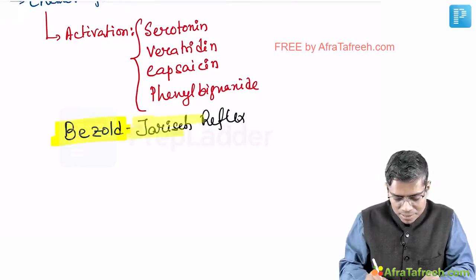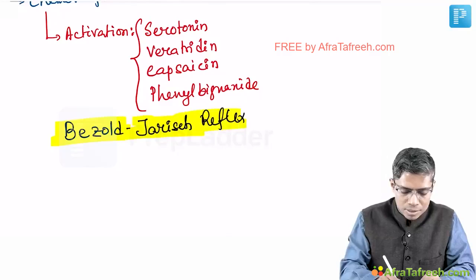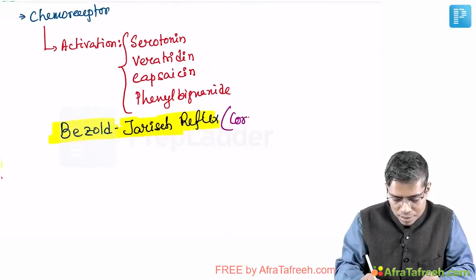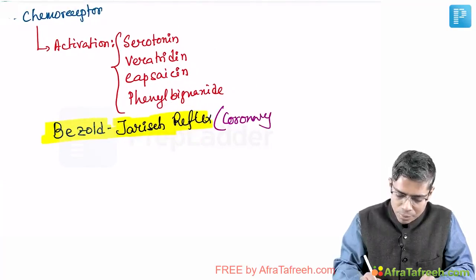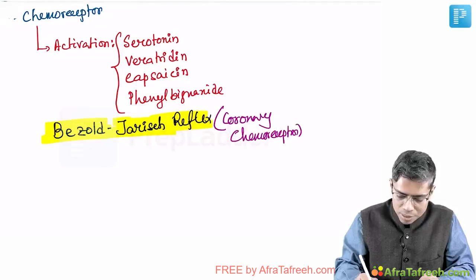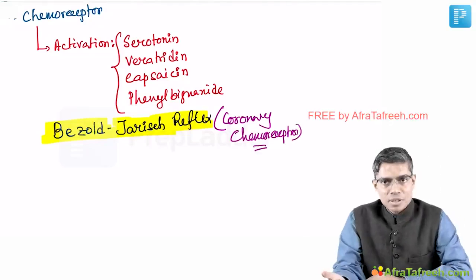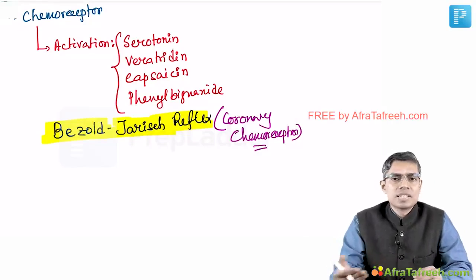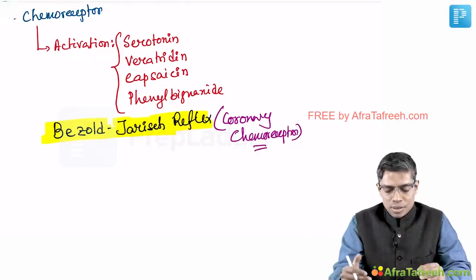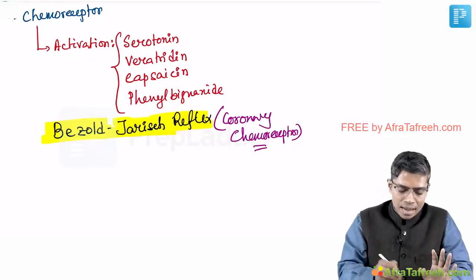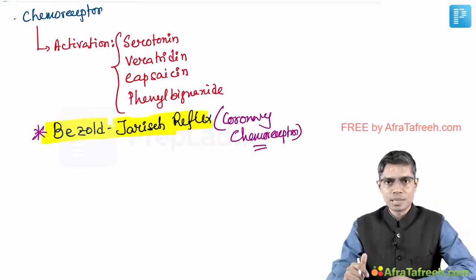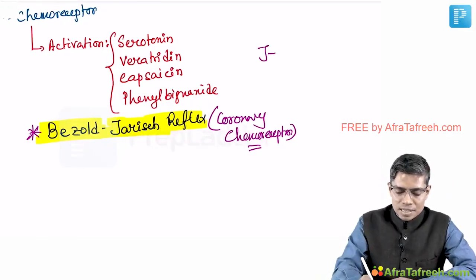The Bezold-Jarisch reflex is also known as the coronary chemoreceptor reflex. You know the reason, because this is a chemoreceptor-activated mechanism, and this chemical should be present at the level of the coronary artery. That's why it is the coronary chemoreceptor reflex. At the level of the respiratory system, you will find a similar kind of chemoreceptor, and that will be known as the J receptor.